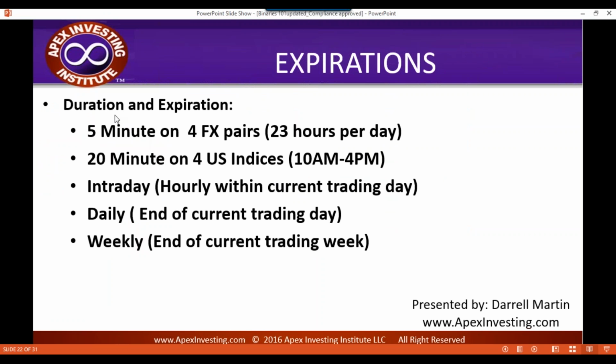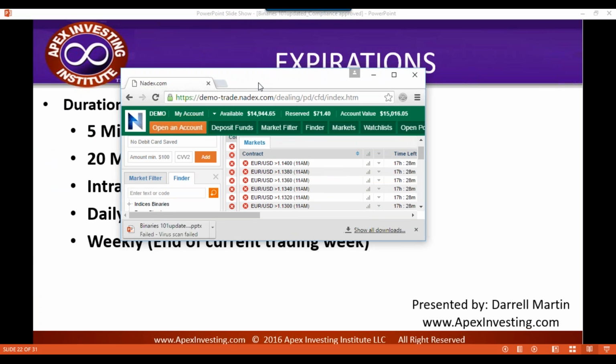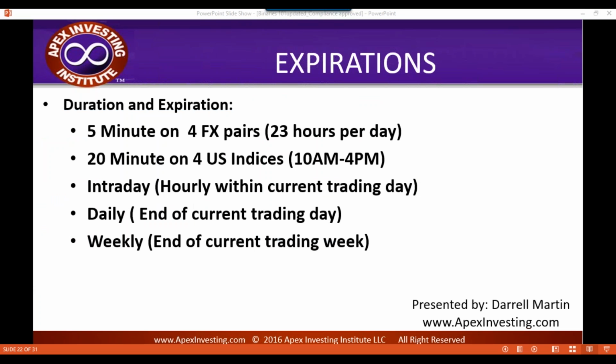Expirations. There are all kinds of different expirations on certain Forex pairs. On Euro dollar, pound dollar, Aussie dollar, and dollar yen, there's 5-minute binaries, 23 hours a day. That means every 5 minutes there's a new binary opening and expiring every 5 minutes. Very high-paced, fast-paced binary trading. Every 5 minutes there's a new one.